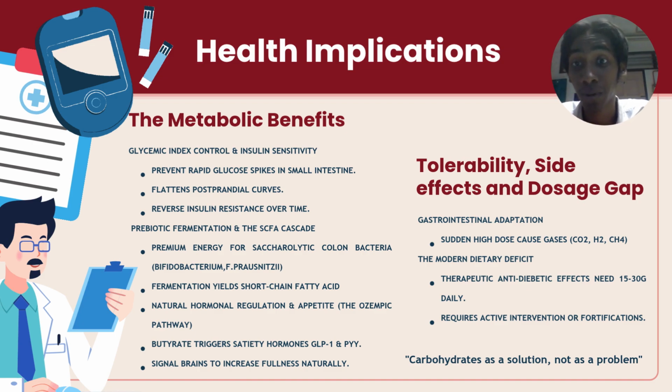This brings us to what we call natural hormonal regulation, or the natural Ozempic pathway. Butyrate triggers the release of satiety hormones like GLP-1 and peptide YY directly in our gut. This signals the brain that we are full, naturally suppressing the appetite and regulating weight without synthetic drugs.